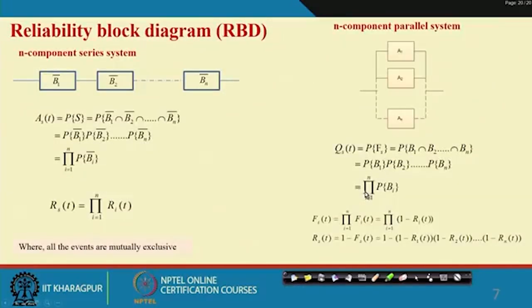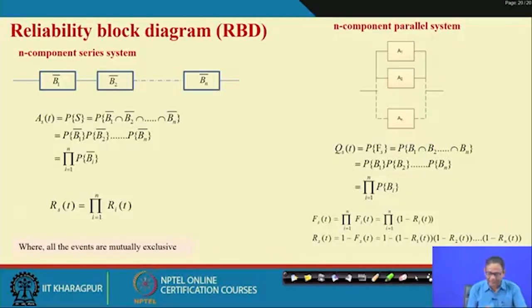Now, here we will define two kinds of system. One is n component series system and the other is n component parallel system. What does it mean, n component series system? That means, for example, you just think of any machine which you have created in such a manner that if one of the components fails, the system will fail. Then this can be said to be in series, like this.